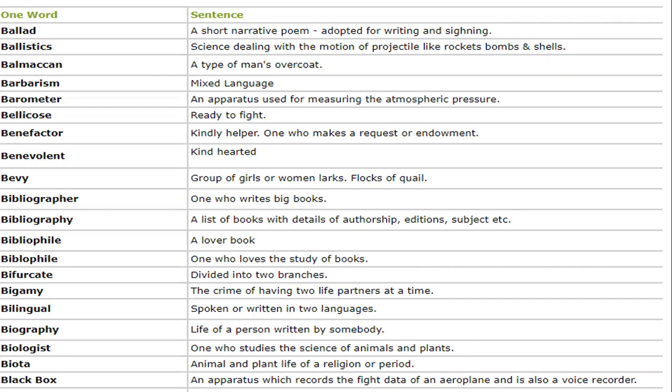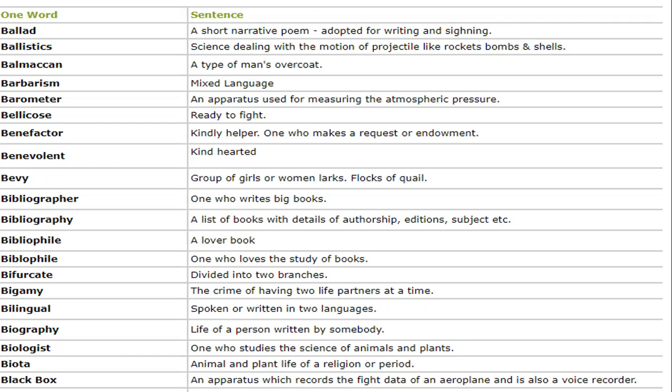Then also we can say one who loves the study of books. Bifurcate, divided into two branches. Bigamy, the crime of having two life partners at a time. Bilingual, that is spoken or written in two languages. If you don't understand, you ask the teacher to say it in mother tongue. That is bilingual. Biography, life of a person written by somebody. If you write it yourself, your own, then it is said to be autobiography.